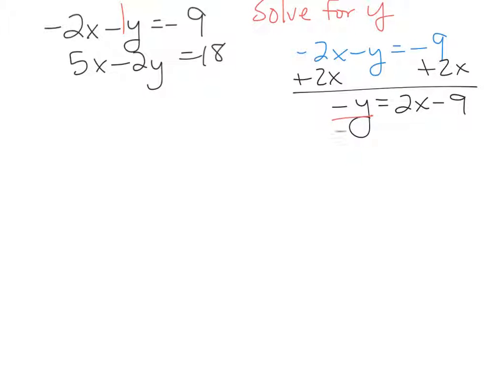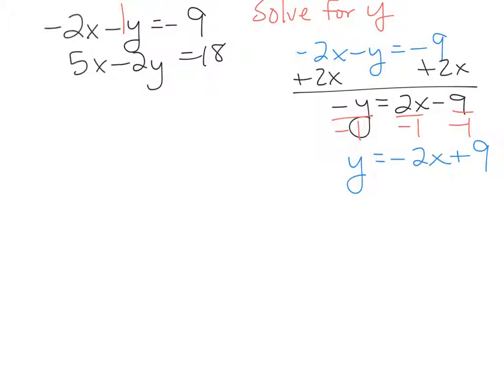So as you guys have told me time and time again, I'm going to divide everything by negative 1, or change the sign of everything. And when I do so, I end up with y equals negative 2x plus 9. So I now have my variable solved for. Now I can plug it into the second equation because I brought it from the first equation. So I'm going to plug it into the second.